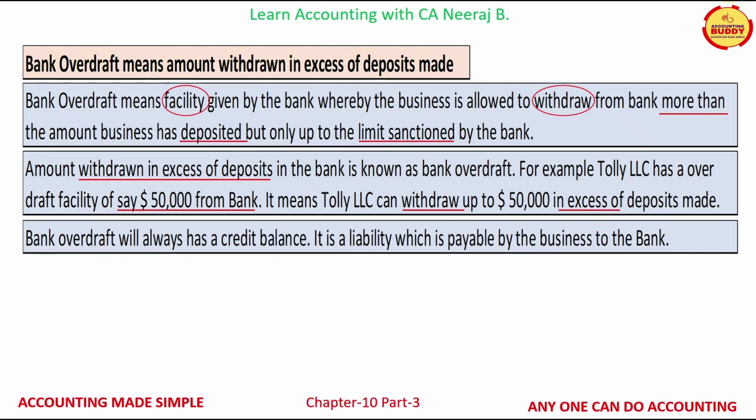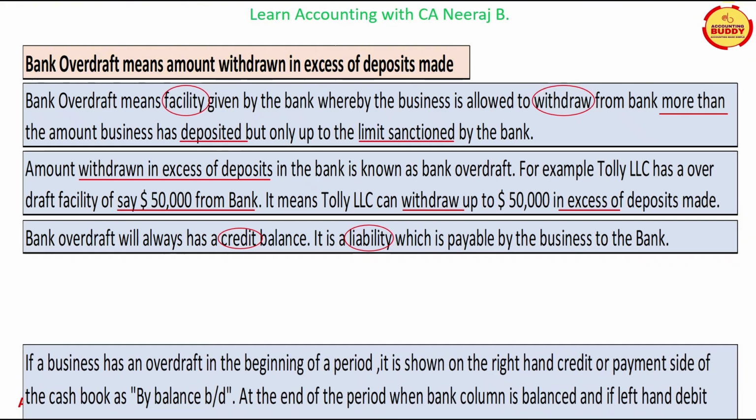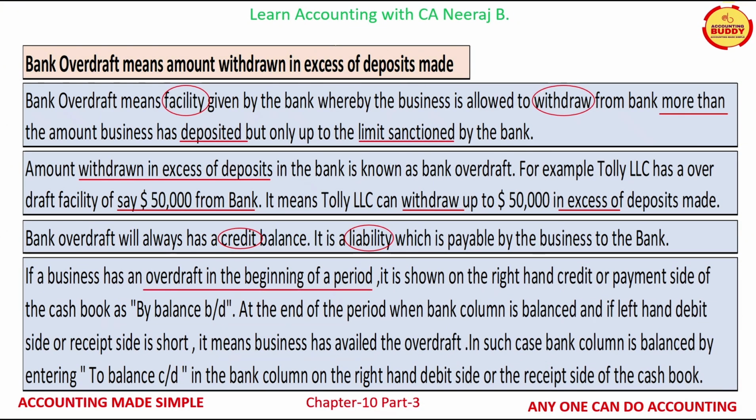Bank overdraft will always have a credit balance. It is a liability which is payable by the business to the bank. If a business has an overdraft in the beginning of the period, it is shown on the right hand credit side or the payment side of the cash book by writing the words by balance brought down.